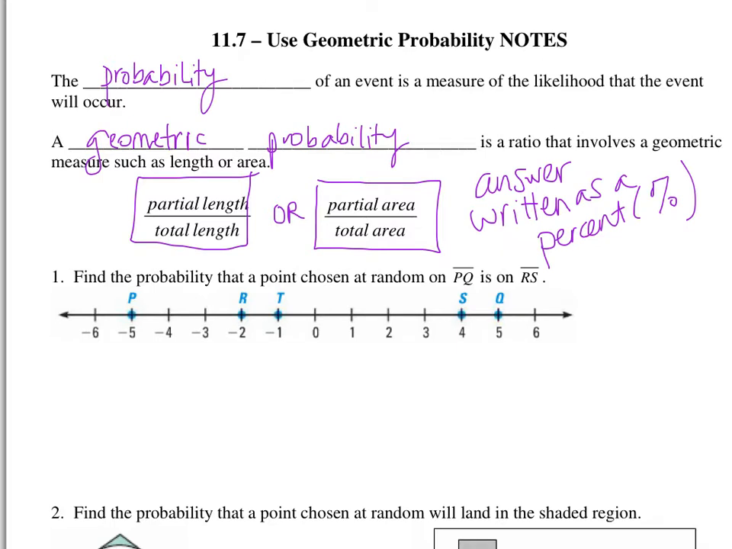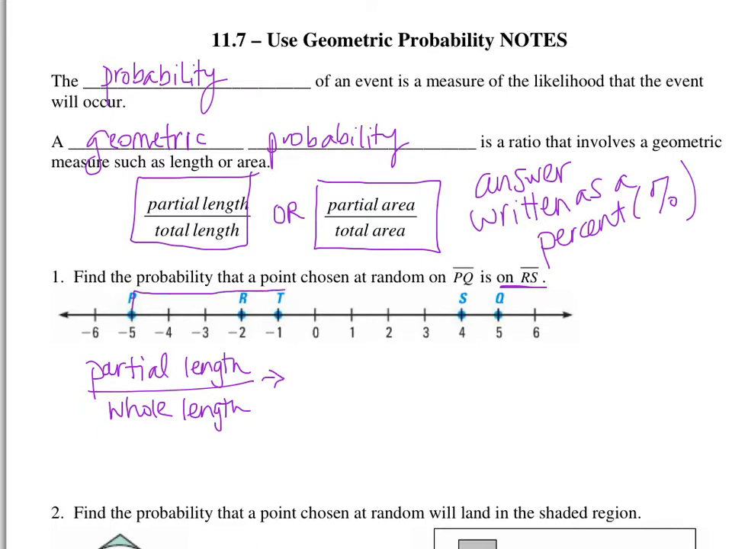All right, so when we're looking at this number line, and we want to find the probability that a point is chosen at random on this segment, what is the probability that it's going to be on segment RS? We want to basically do the part out of the whole, and when we're looking at the segments P to Q versus R to S, RS is the part, and segment PQ is the whole.